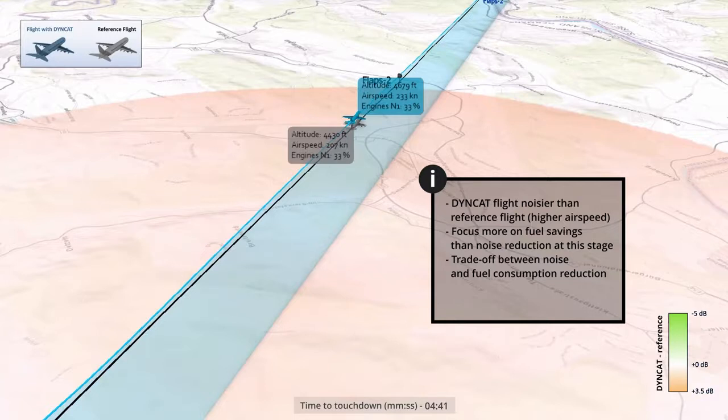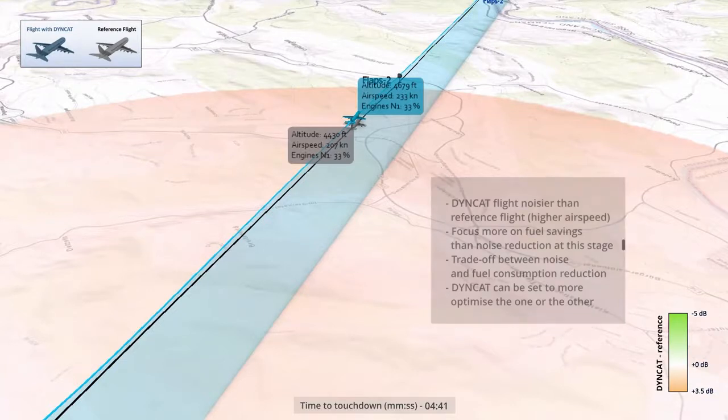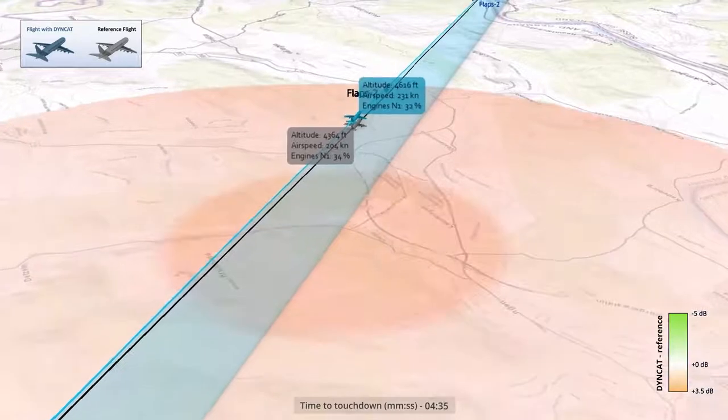Depending on the requirements, DYNCAT can optimize one or the other. And as can be seen with this example, it is also possible to find a balanced optimum that results in a lower noise burden for the residents and lower CO2 emissions at the same time, compared to standard approaches without DYNCAT.